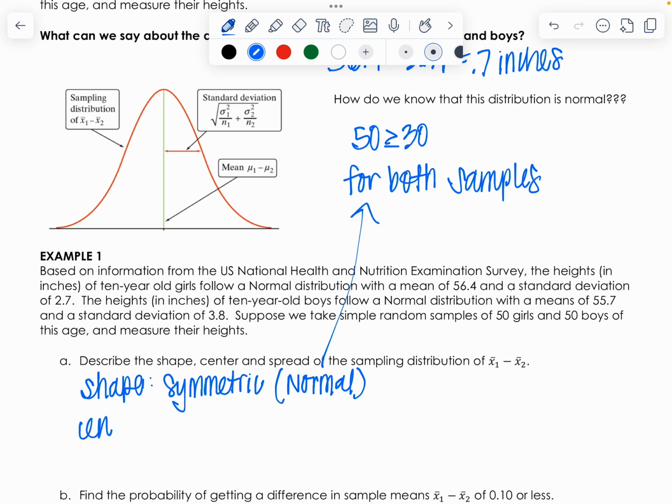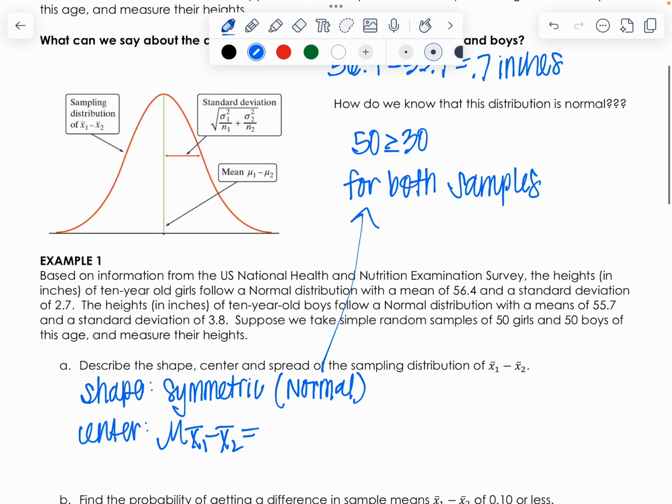The center will be the mean of x bar 1 minus x bar 2. Well, up here it talks about in our sampling distribution of any difference in sample means, the overall mean is just the difference in the population means. So that was 56.4 minus 55.7, which we got 0.7.